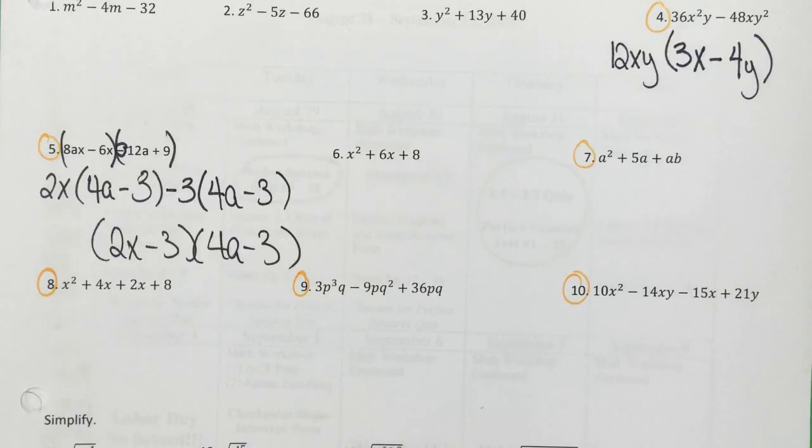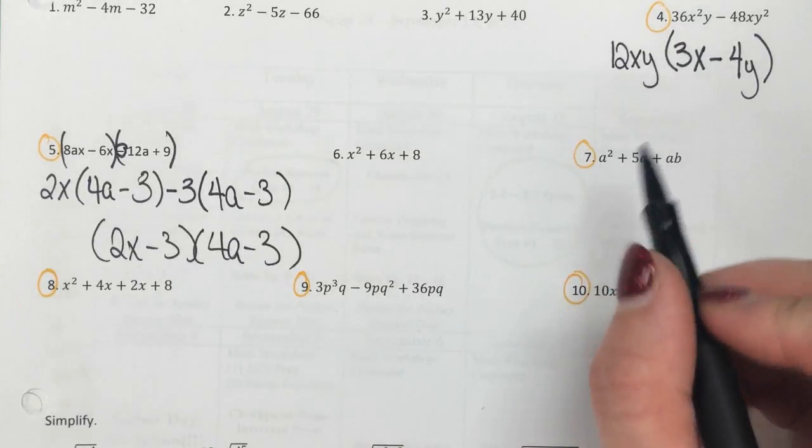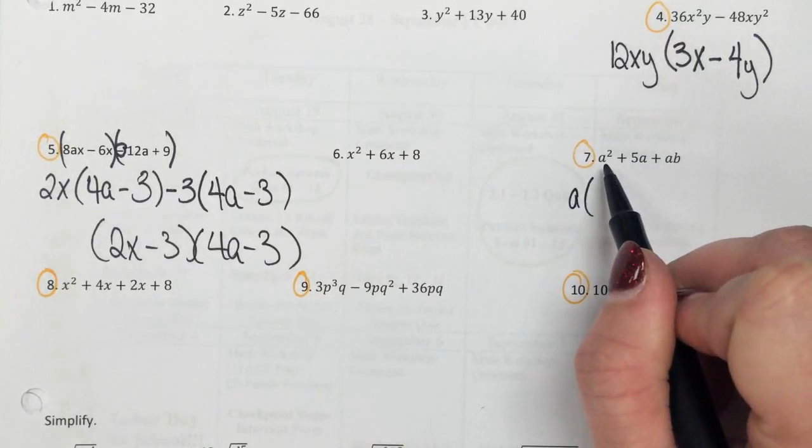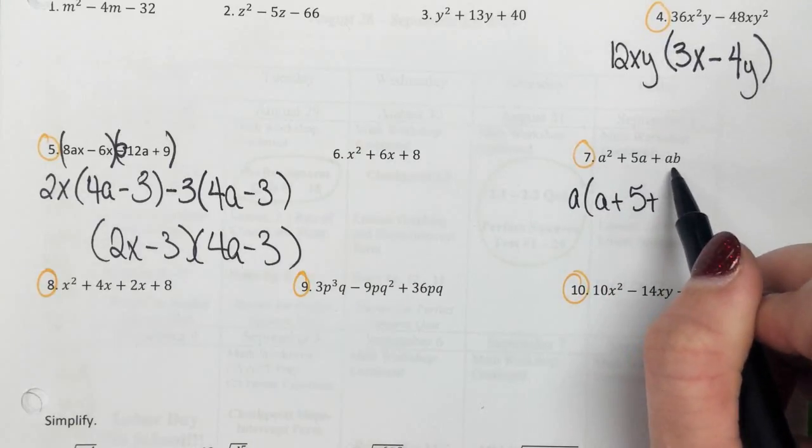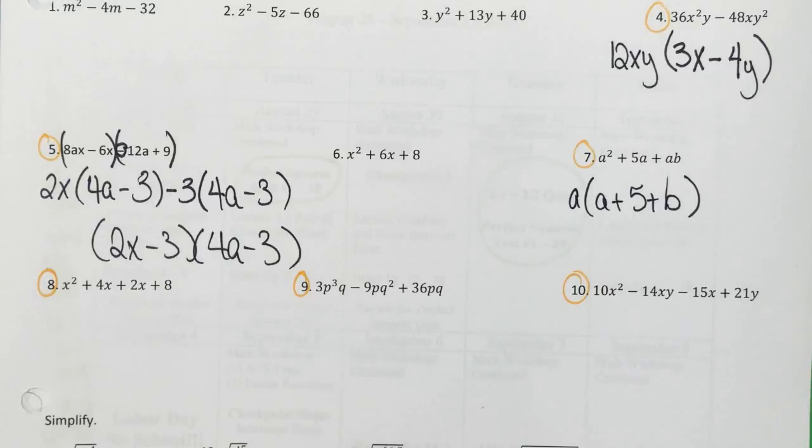Alright, what do they have in common? A. Just an A. There you go. So take that out of the first one. What's left? A plus 5. Plus B. Perfect. There you go.